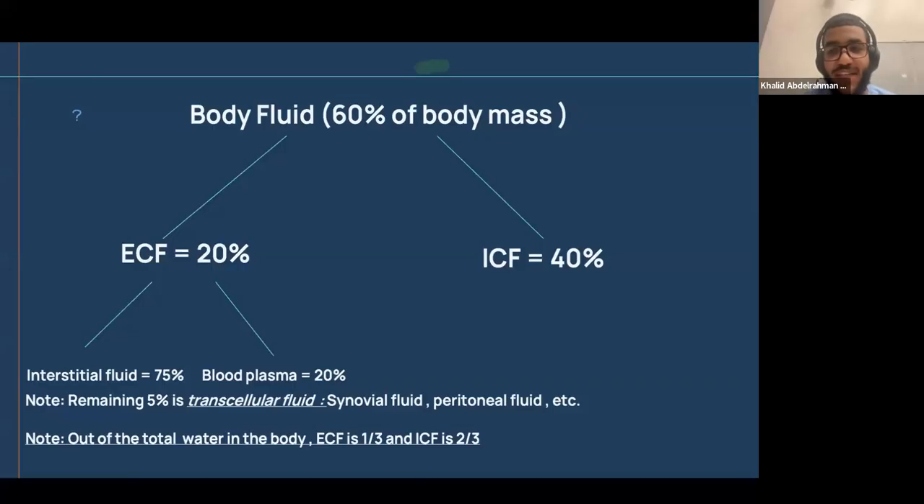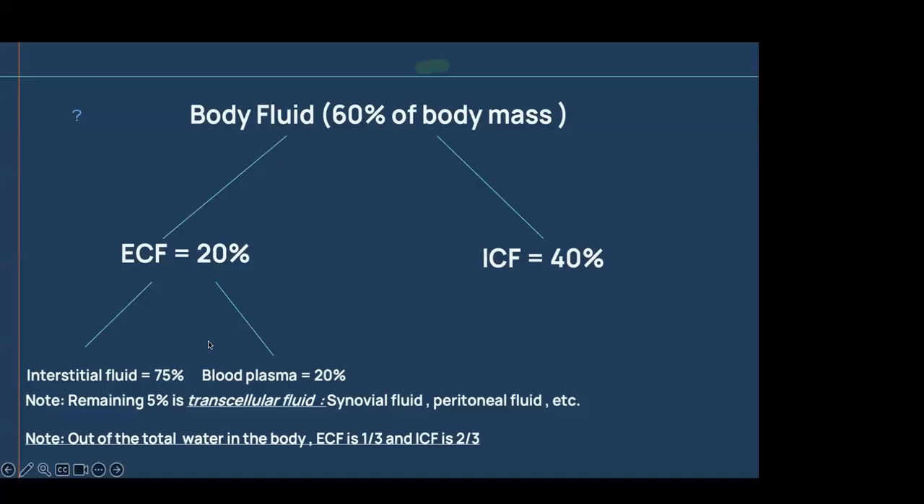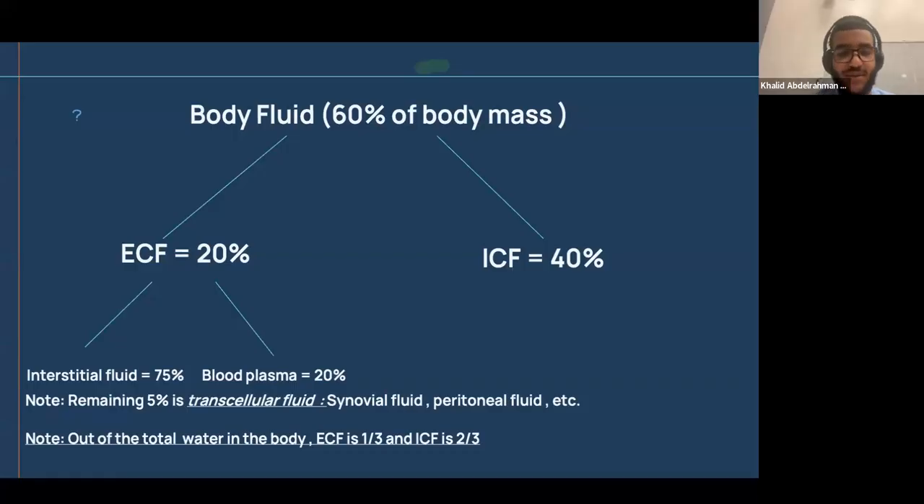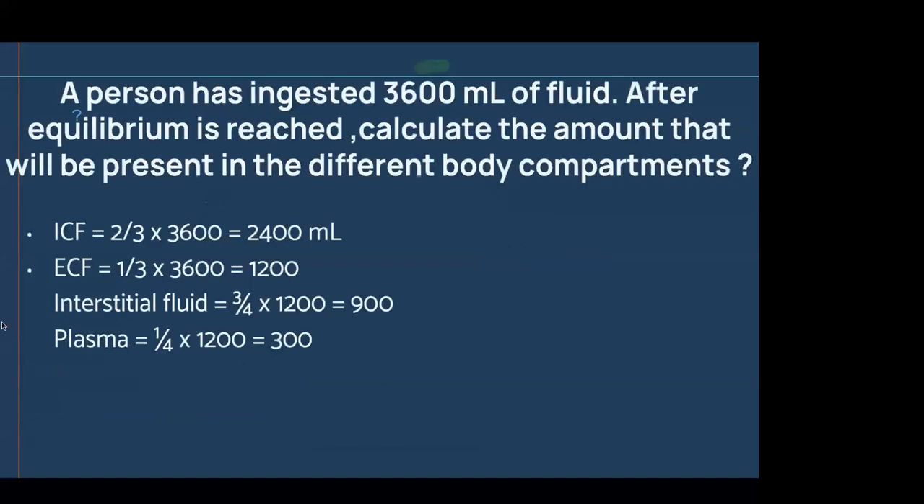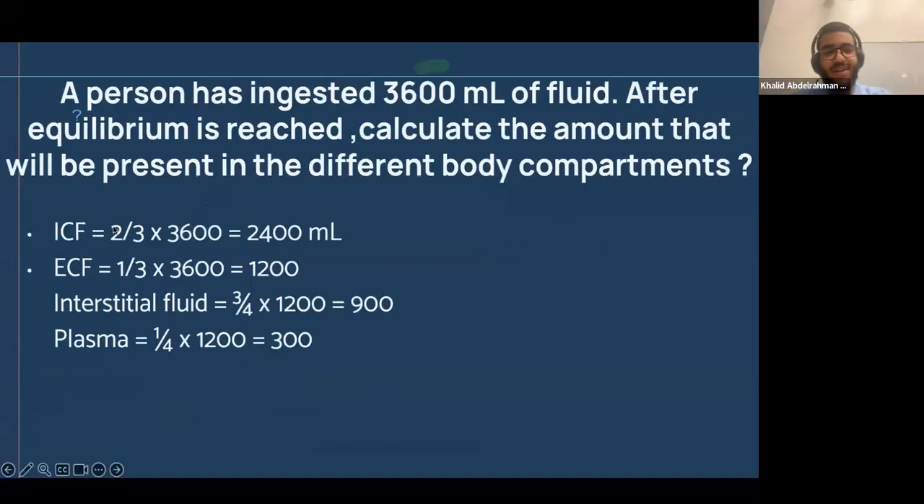Excellent. And what if you want to find interstitial fluid? Interstitial fluid. Yes. Out of the ECF, the value we find for the ECF, we can do 75 divided by 100 into that value to get the interstitial fluid. Excellent. And blood plasma? Blood plasma will be 20% of that, 20 by 100. Excellent. It's just as you said.